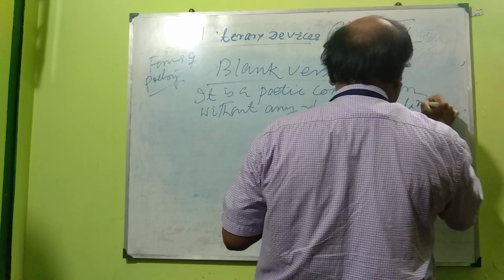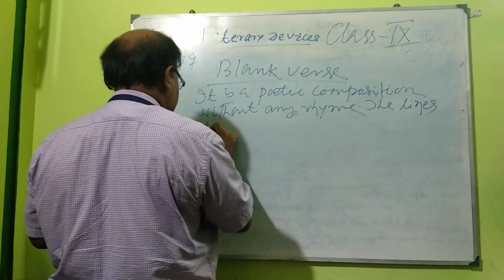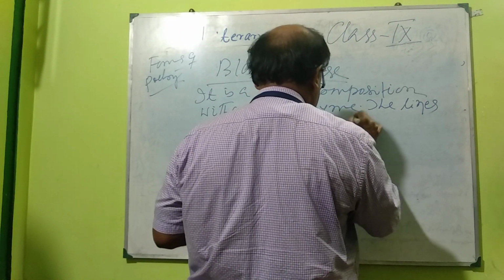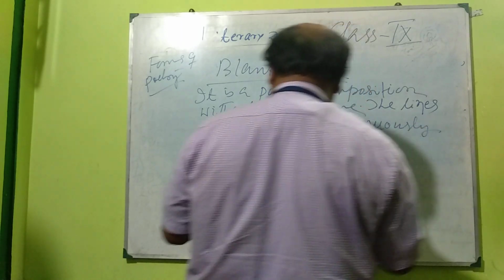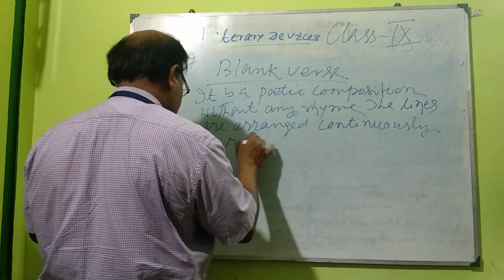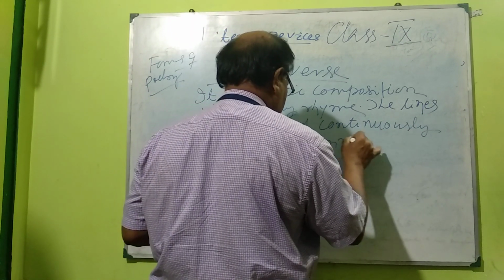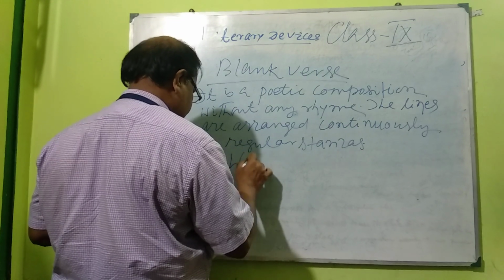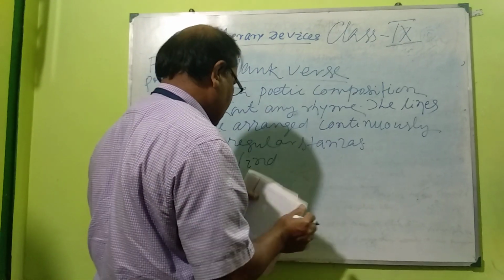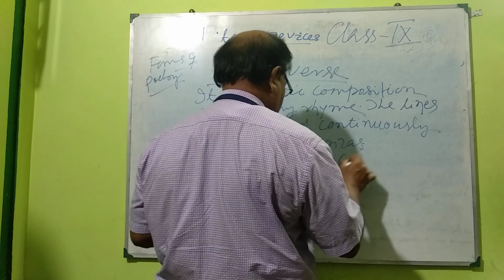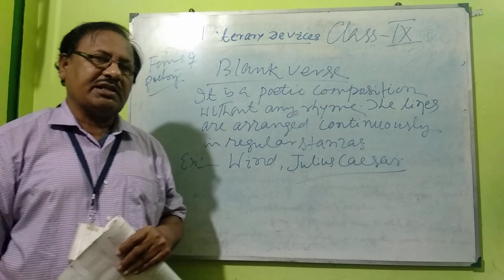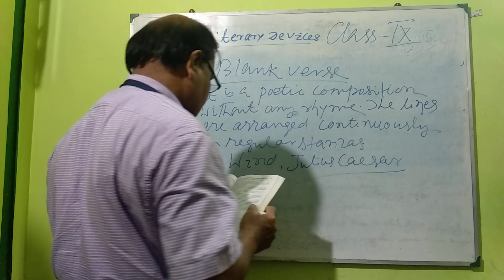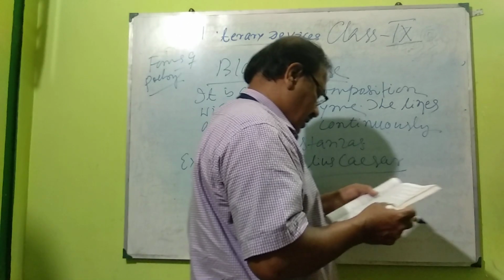The lines are arranged continuously in regular stanzas. Example, one poem prescribed is by Subramania Bharati, that is Wind, there is no rhyme scheme. Or Julius Caesar, though it is a play, but all the plays of Shakespeare are written in the form of poems, having no rhyme scheme. The Merchant of Venice, As You Like It, like that. Then we come to imagery.